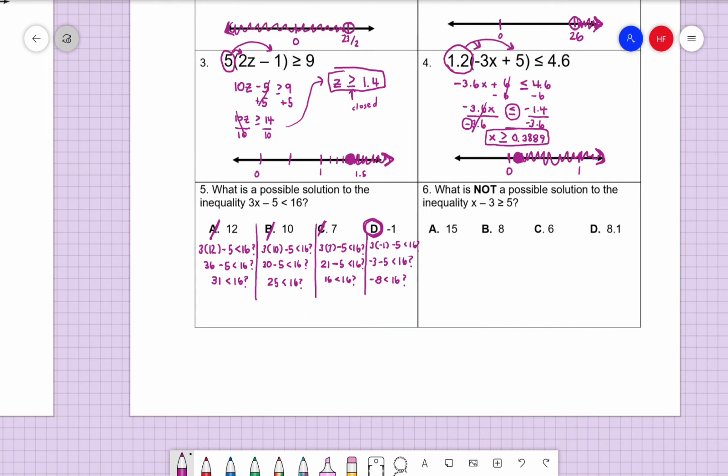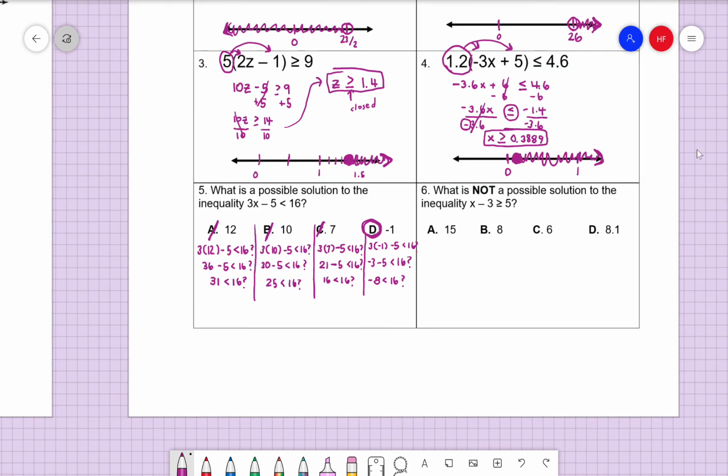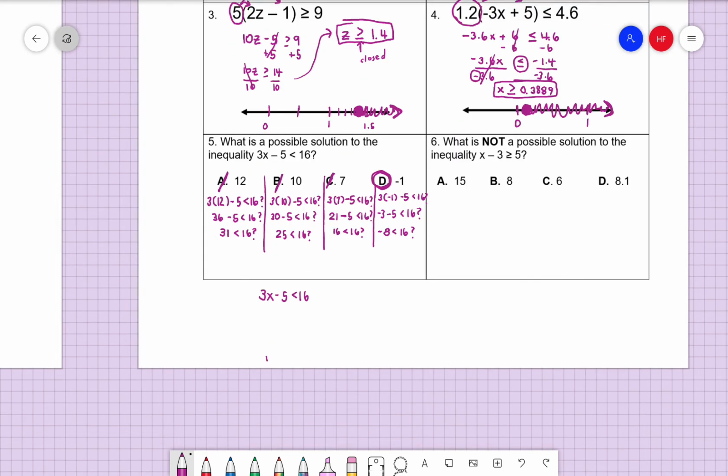Another way that we could solve this would be to solve that. So 3x minus 5 less than 16, we're going to solve the inequality. So I would add 5 to both sides. We get 3x is less than 16 plus 5, 21. Divide by 3. Mark out that 3. And x would have to be less than 7.